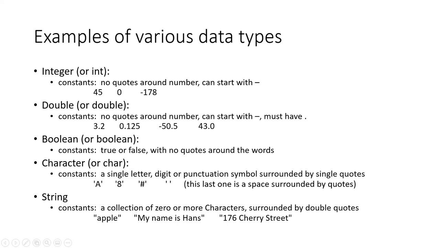And then strings use double quotes. So apostrophes for character and regular double quotes for strings. 0 or more characters surrounded by double quotes. And the characters that you can have include punctuation, spaces, letters, and even numbers. Like this would be somebody's address, but that would be a text string.